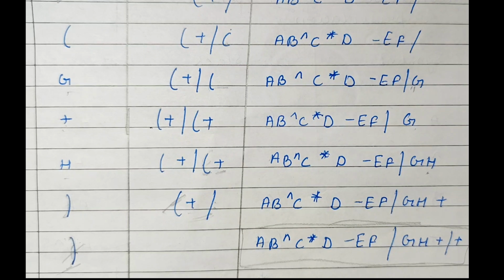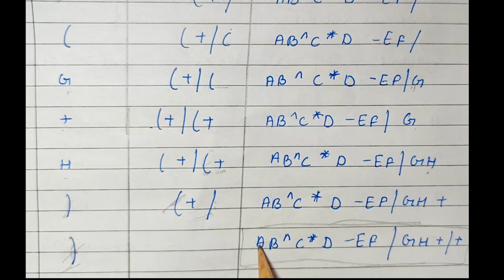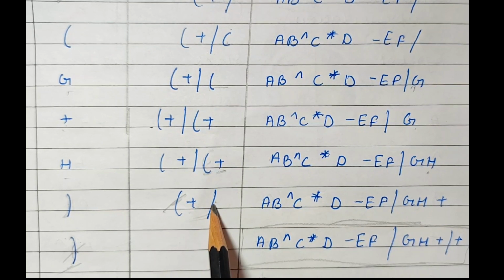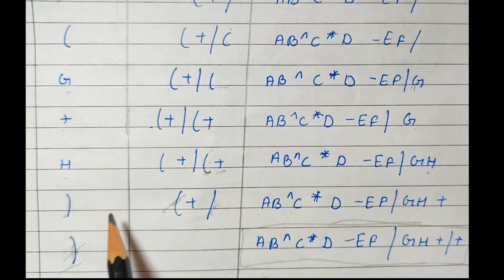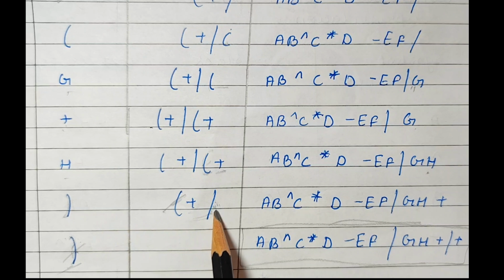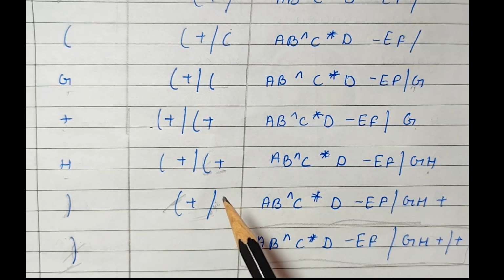Rule number 1 is, if an operand comes, include the operand as such in the expression. If an operator is scanned, then first check the priority of the operator which is already in the stack. If that operator has the same or higher priority, then pop that operator from the stack and push the scanned operator inside the stack. This is rule number 2.